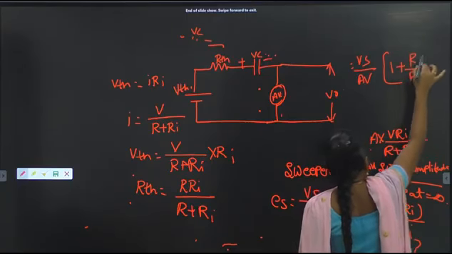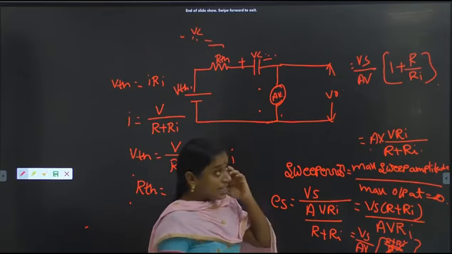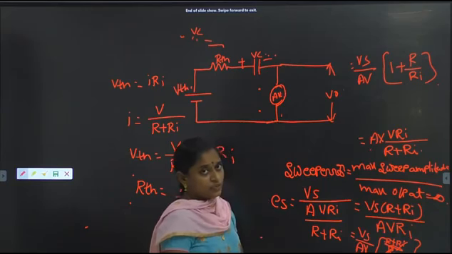by Ri. And what is that? It can be represented like this. That is Vs by Av into 1 plus R by Ri. That is the sweep error.